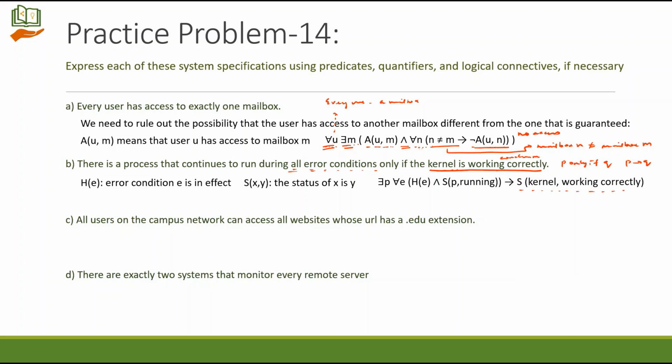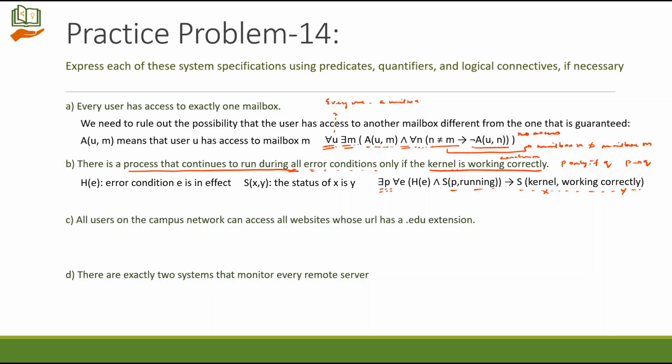S of kernel comma working correctly. So this is y and this is x. Now they are saying there is a process that continues to run. The status of process is running, so they have given process comma running here. This is talking about this particular statement. Now there is a process, so we are using an existential quantifier for process. Since they do not talk about quantifying kernel, we are not introducing any quantification for kernel.